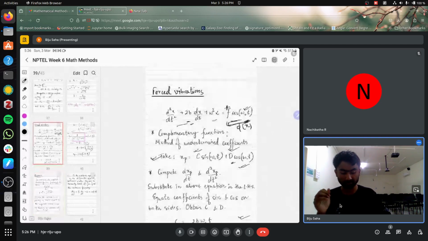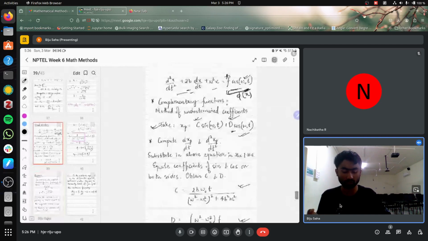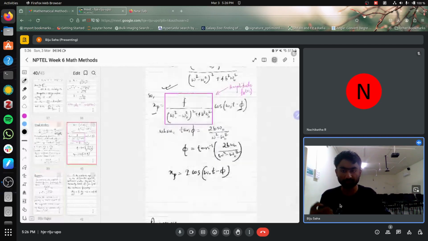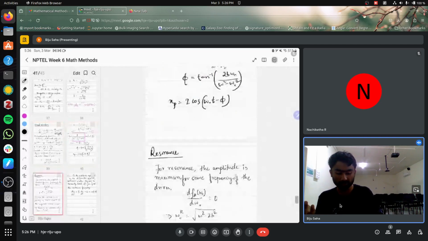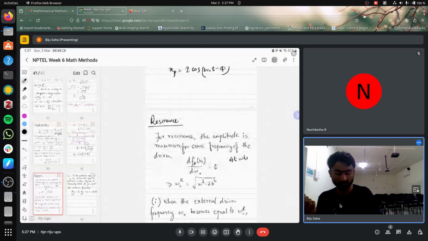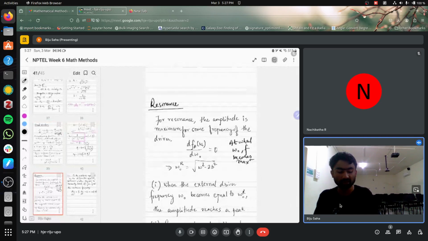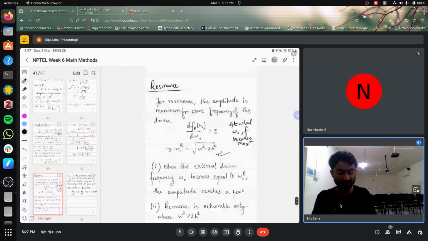For a particular value of this driver frequency omega naught, we get to see a peak in the amplitude. So basically we have to find at what omega naught it becomes maximum. That value of omega naught says that the system is in resonance. That is done by taking the first order derivative and setting it equal to 0, and the condition for resonance is given by this. This is where the amplitude becomes maximum.